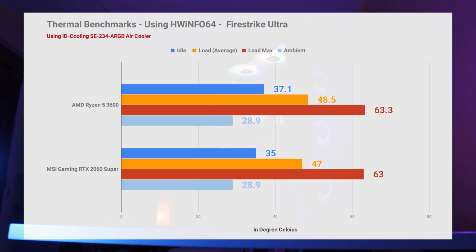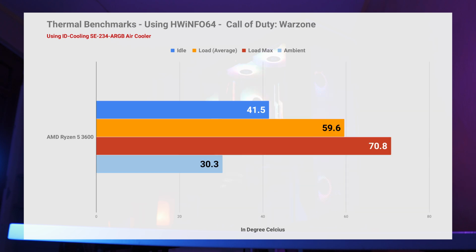And lastly, for thermals, the ID Cooling SE234ARGB actually did a good job for our AMD Ryzen 5 3600, with an idle temperature of 37.1, an average temperature of 48.5, and a maximum temperature of only 63.3 in the entire 3D Mark Firestrike Ultra benchmark in our room with an ambient temperature of 28.9. As for our real-world scenario during gaming in Call of Duty Warzone, with an ambient temperature of 30.3, our idle temperature is 41.5 with an average of 59.6 and maximum of only around 70.8.